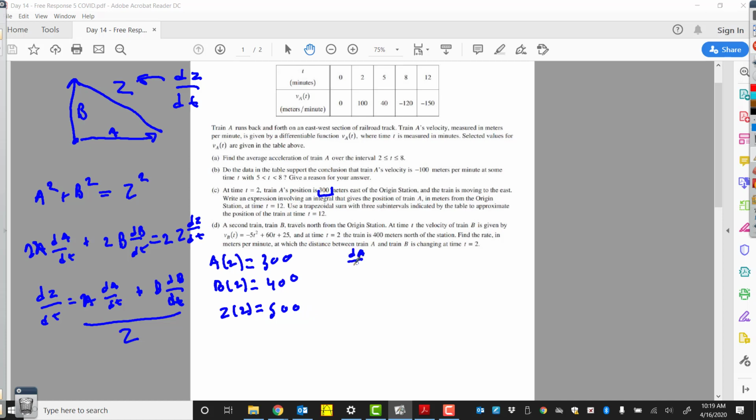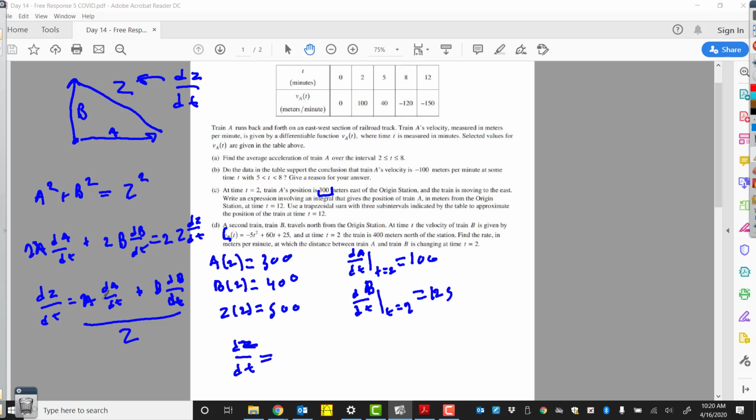We need the rate of change of A at time t equals 2. Well, that comes from the chart. That's going to be 100. We need the rate of change of B at time t equals 2. That's going to come from that equation they just gave us for B, the velocity of B. Well, we're just going to have to plug in 2 there. Oh, that's not great, but that's 4 times -5, that's -20, plus 120. So it seems like, if I'm correct, we're getting 125. And then the rate of change of z, well, that's what we're looking for.